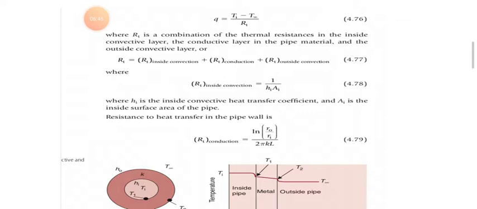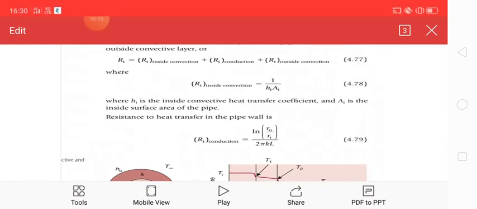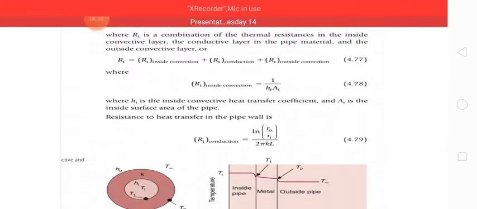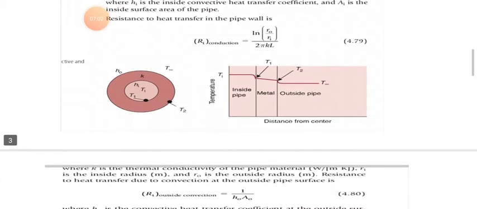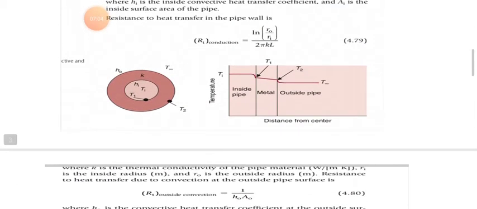After that, the resistance of heat transfer in the pipe wall, that is RT for the conduction. I told you that conduction is occurring inside the metal. So this is the formula for that: the natural log of R naught upon Ri divided by 2 pi KL. Now what is the meaning of this R naught and Ri? K is the thermal conductivity of the pipe material, Ri is the inside radius, m is the unit in meters, and R naught is the outside radius of the metal.